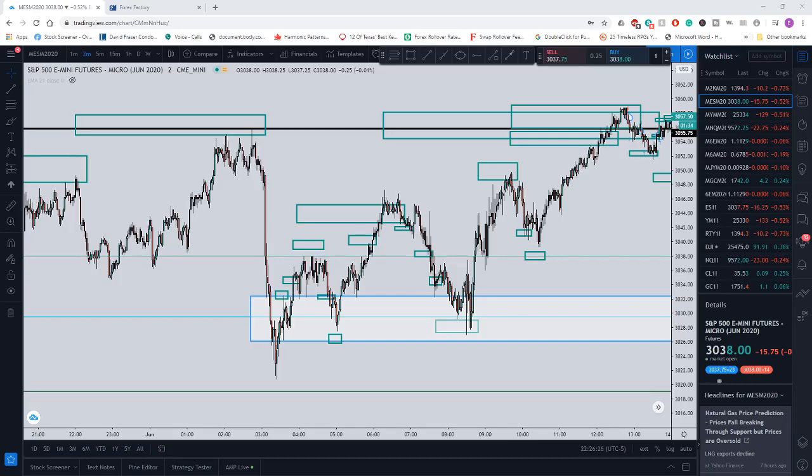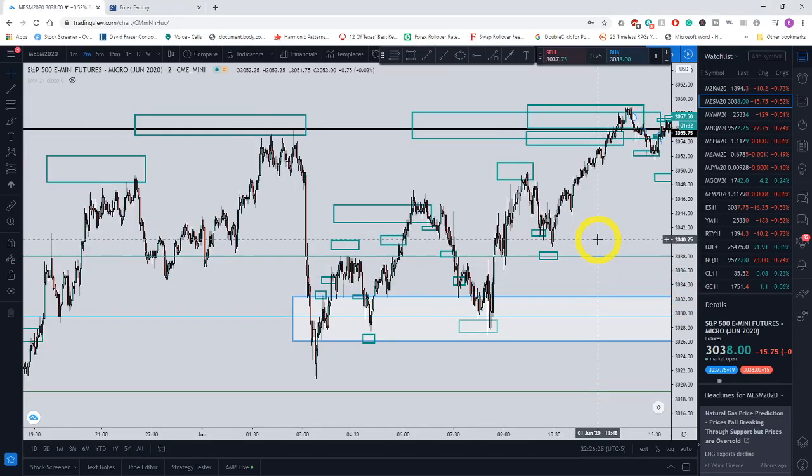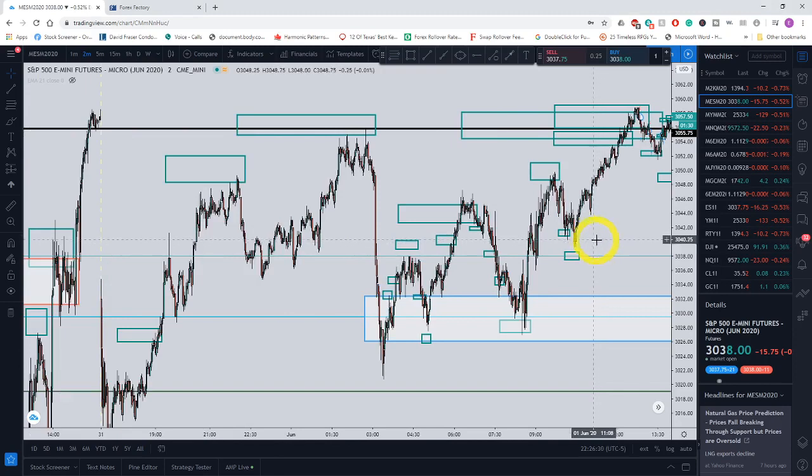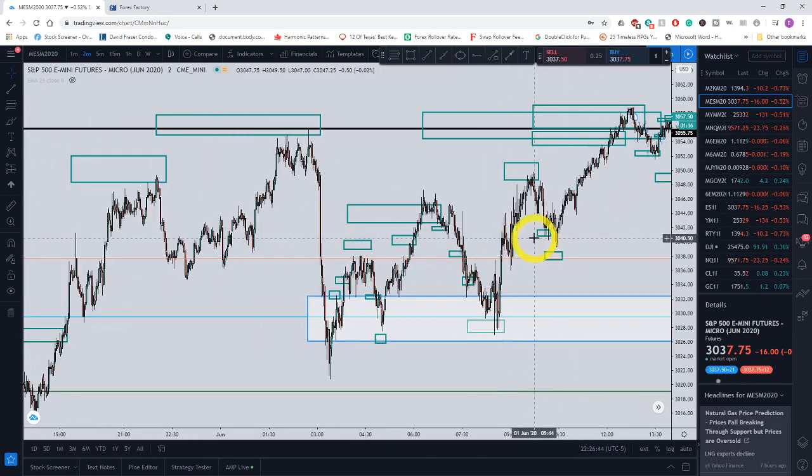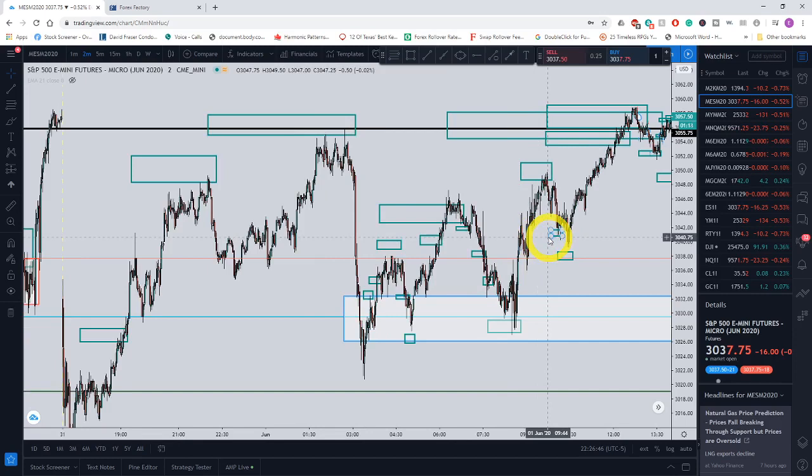Today, we're going to look at what my chart looks like for the S&P 500 E-mini futures contracts. Today is June 1st, Monday, 2020. Unfortunately, in the morning session, I missed it. I had some other things I had to take care of, so I started trading after about 12 p.m. Central Standard Time.